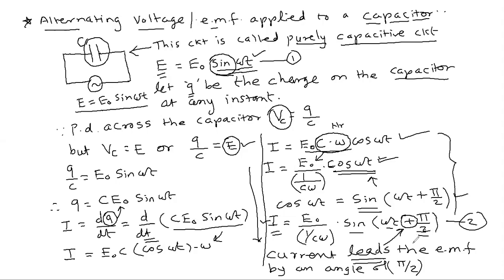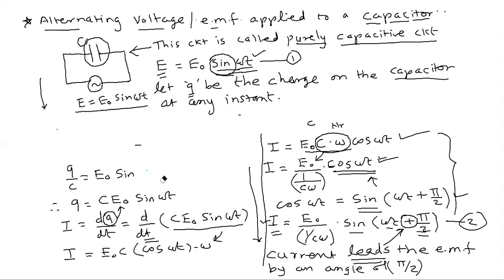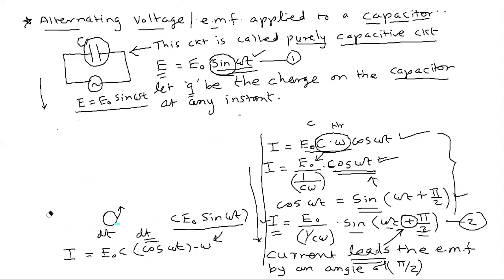So now for the purely capacitive AC circuit, the phasor diagram for the capacitor. Now we'll proceed for the phasor diagram. I hope all the steps, whatever we have proved, the relation between the EMF and current, so that the current leads the EMF by an angle of pi by 2, you have understood. Now we'll proceed for the phasor diagram. So what will be the nature of the phasor diagram in case an alternating voltage or EMF is applied to a capacitor?